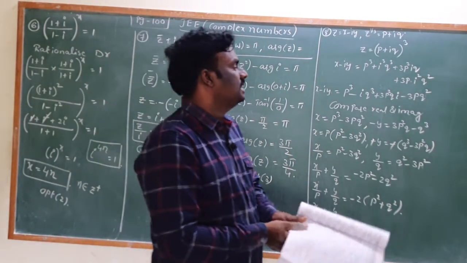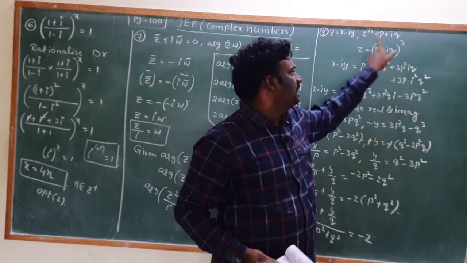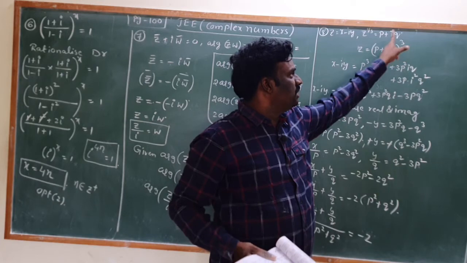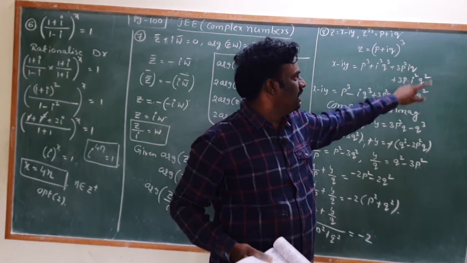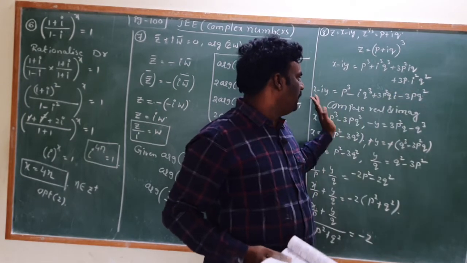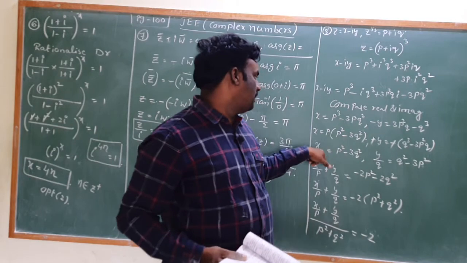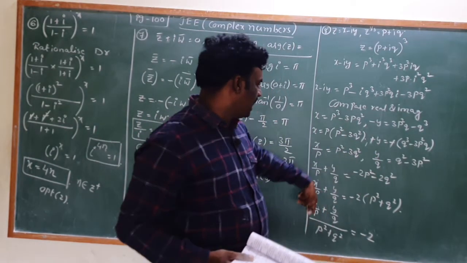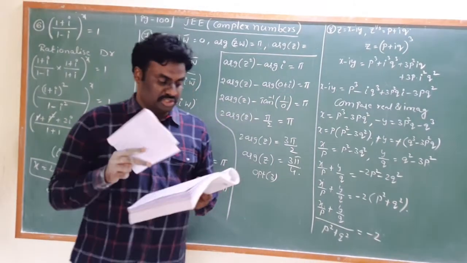Students, listen here. They gave z power 1 by 3, this 1 by 3 goes to that side and becomes 3, z is nothing but x minus iy. This is in the form of a plus b whole cube: a cube plus b cube plus 3a square b plus 3ab square. Compare the real part and imaginary part, you will get x and y, p common, here q common, then you will get x by p and y by q. Add these two, you will get the resultant answer equal to minus 2.